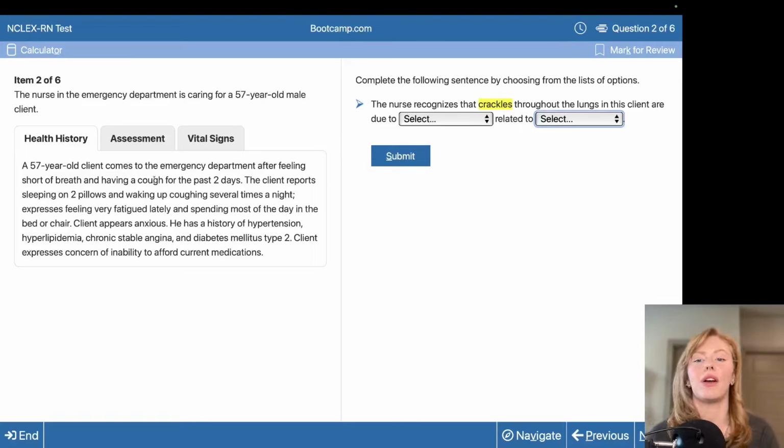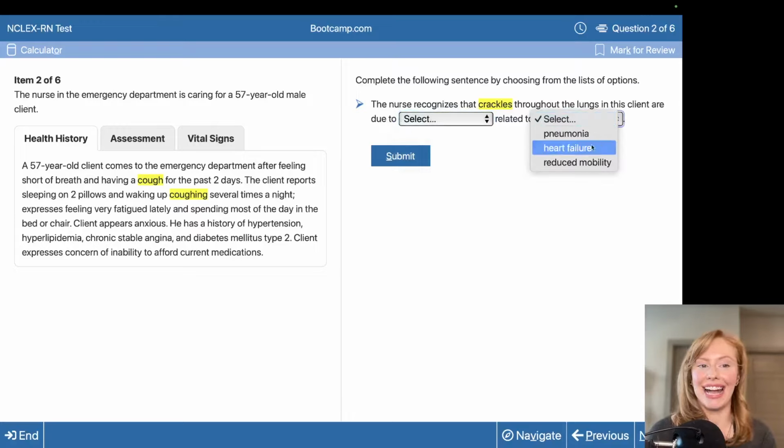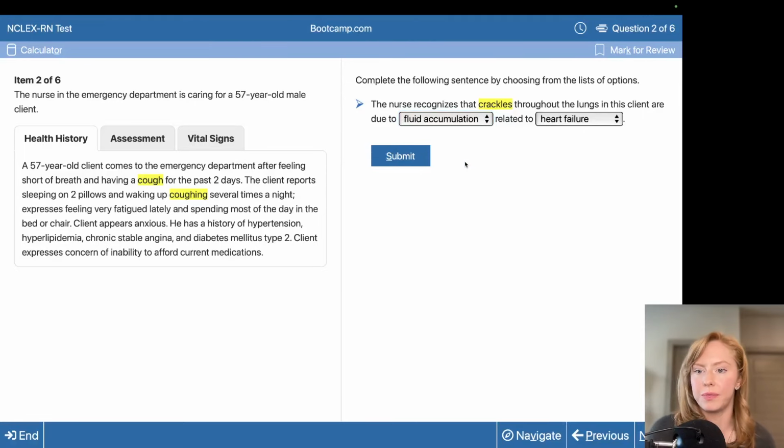And this guy has been coughing for 2 days. He's been coughing all night. So I would have expected these crackles to clear if they were due to atelectasis. So then that leaves us with fluid accumulation, which you guys all, I think, want to pick and have pointed out that's related to heart failure. So how would fluid accumulation cause crackles in heart failure?